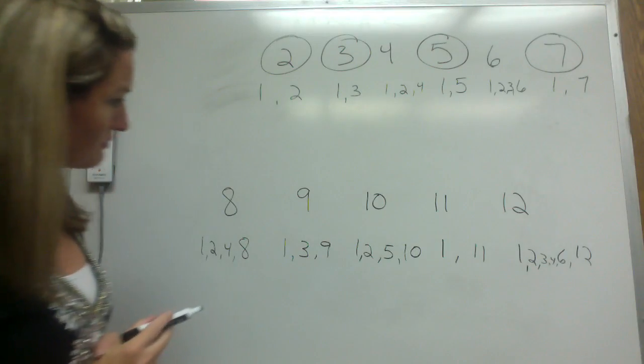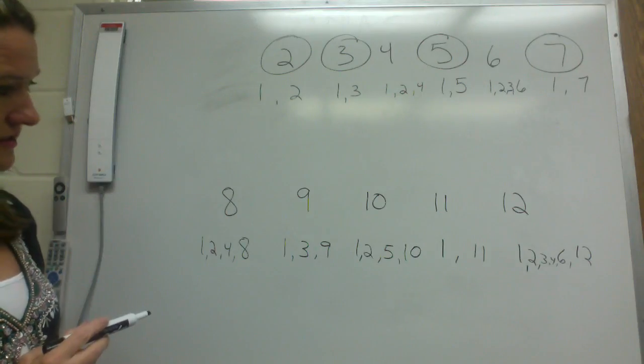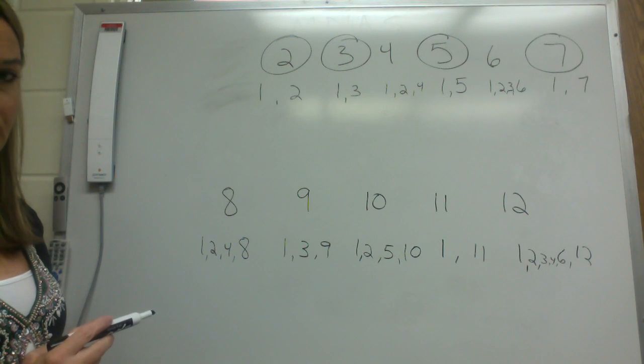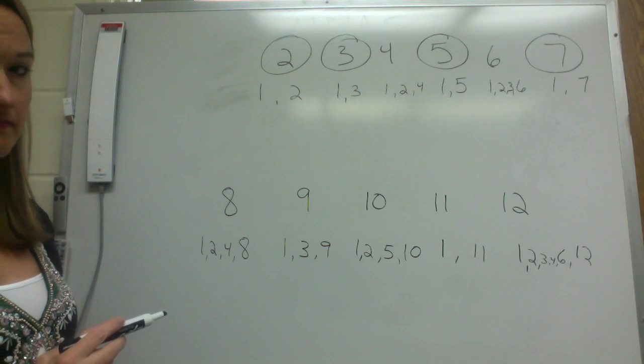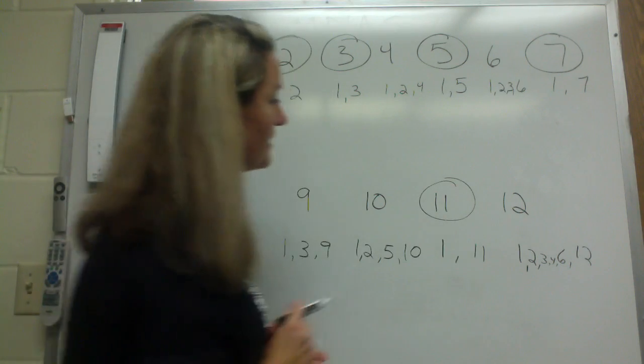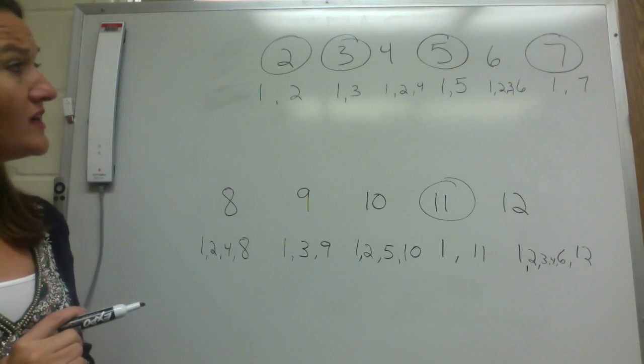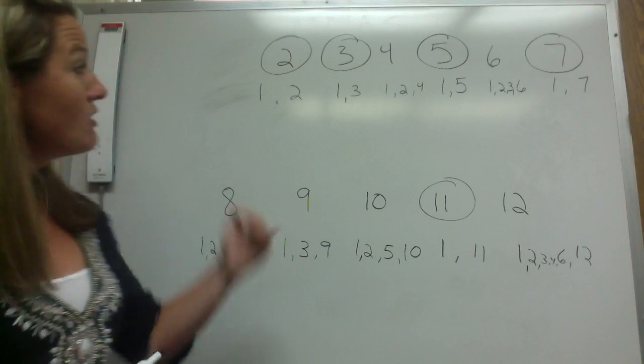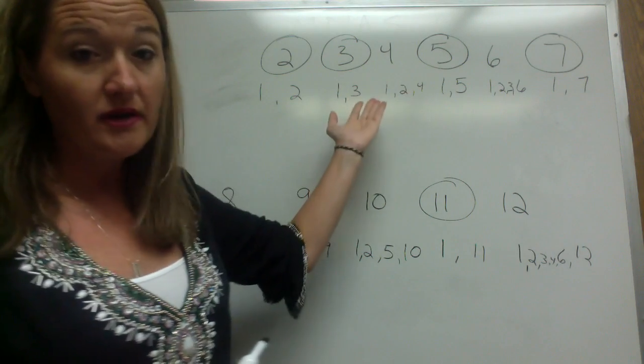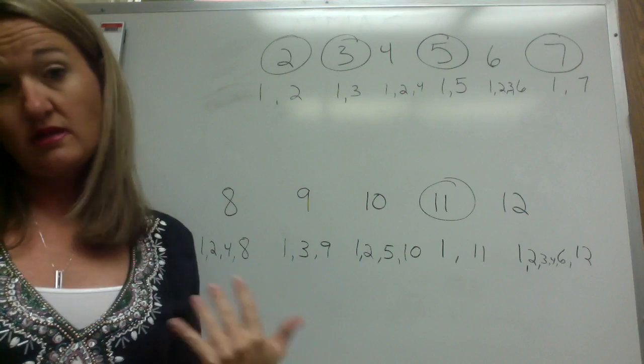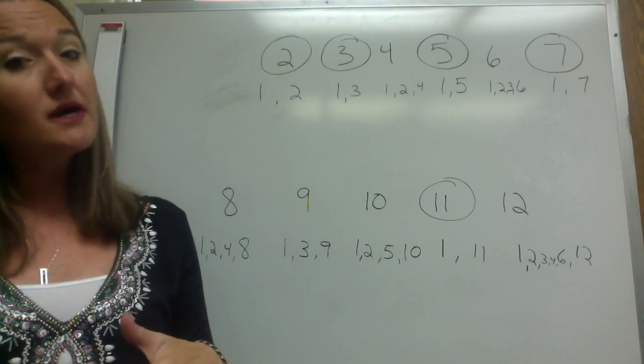Let's look at this bottom row. Are there any prime numbers? Which one of these is only divisible by 1 and itself? Yeah, it's 11. 11 is prime. So that's what a prime number is. Now, all these other numbers that aren't prime are called composite. Basically, that's the opposite of prime. If they're not prime, then they're composite.